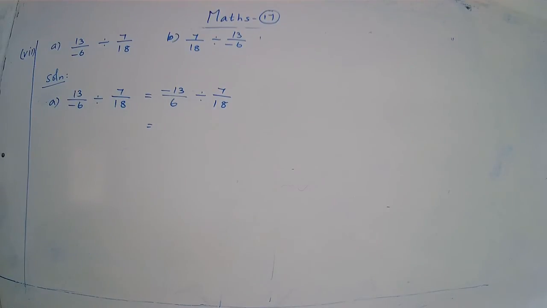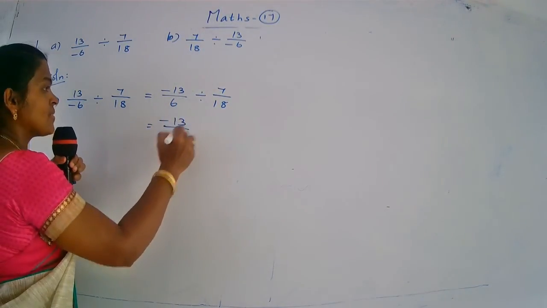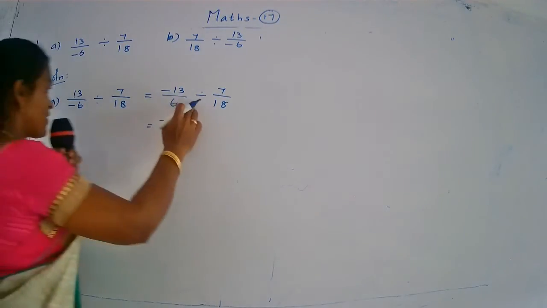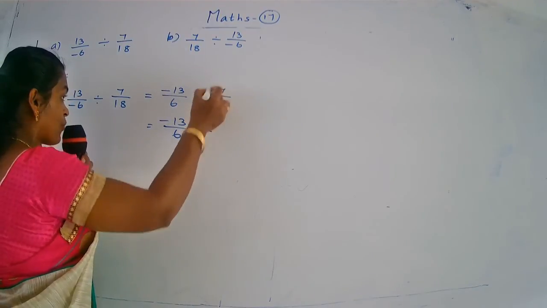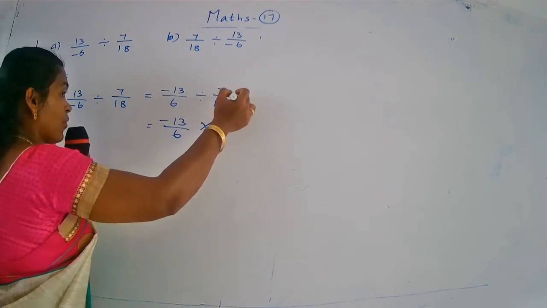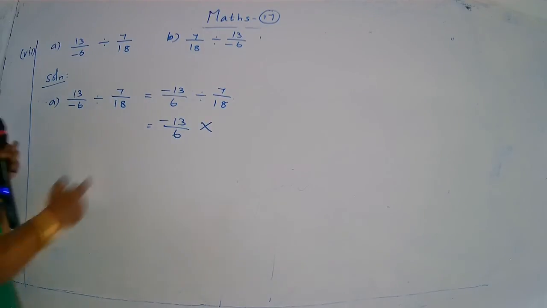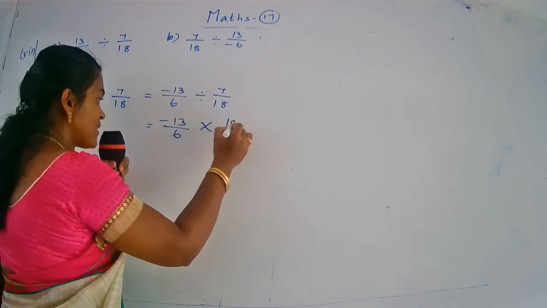Now you come to the B part. Okay, you find the value of B part. Your B part is 7 upon 18 divided by 13 upon minus 6. Okay, now what is the value? First you see that this rational number has a negative denominator. Okay, so now you convert it. 7 upon 18 divided by 13 upon minus 6 can be written as minus 13 upon 6. Okay, now next we do division, okay? So 7 upon 18, the division sign changes into multiply sign. That time you put the reciprocal, okay? Minus 13 upon 6. What is the reciprocal of minus 13 upon 6?